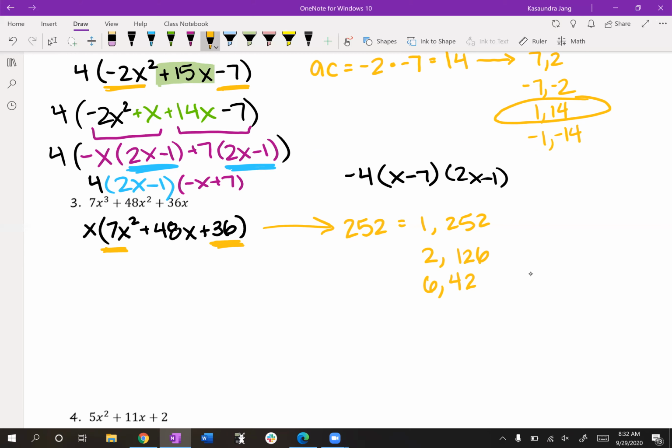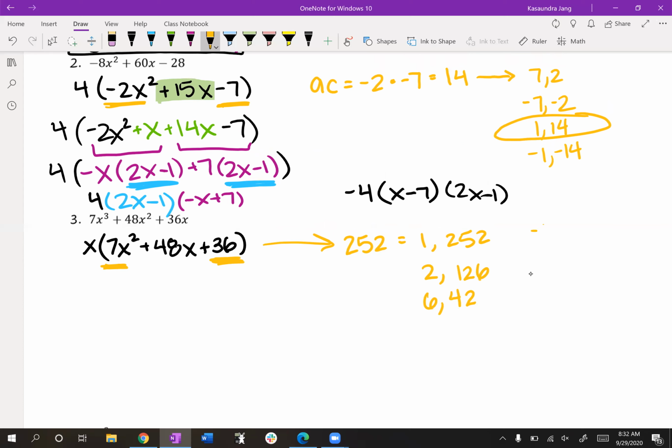Let's check these first of all, and their negatives. -1 and -252. Two negatives multiply to be a positive. It will multiply to be this positive 252. I could have a -2 and then -126, -6 and a -42. I probably have more and more options. Let's just start checking these ones, and then if we need to keep going, we can. Do any of these add up to 48? Which ones? The 6, okay, so the both positives, 6 and the 42. Okay, those add up to 48.